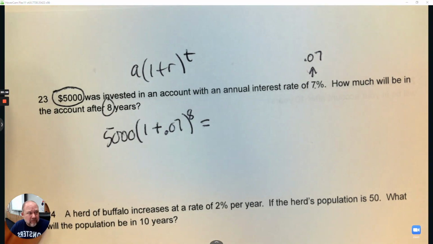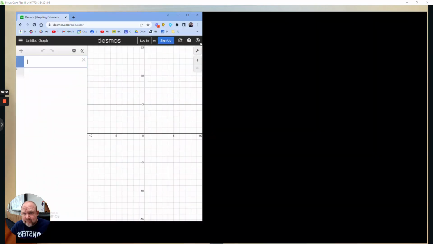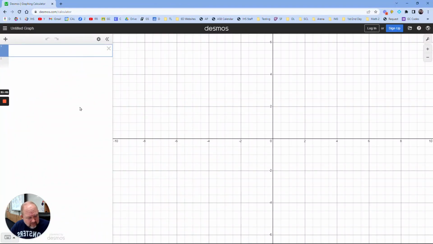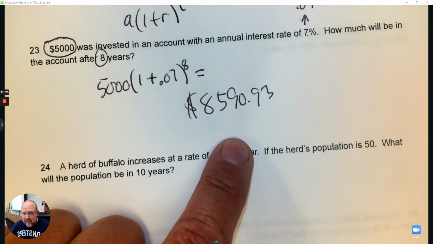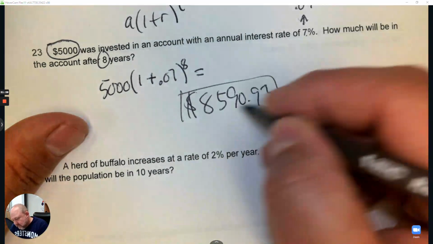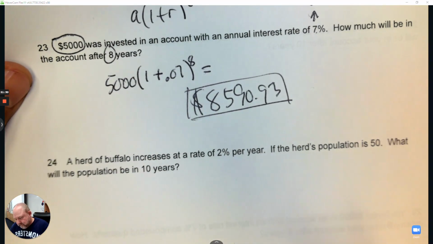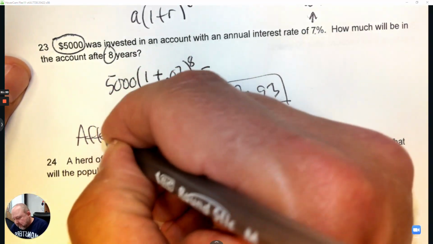So I want you to go to Desmos.com. It's right here. So I'm going to use Desmos, and I'm going to type in exactly what's on your page. And then there's the answer. So it's $8,590.93. So we're going to set it up and then use that, and there we have our answer. And then we're going to write a simple sentence.